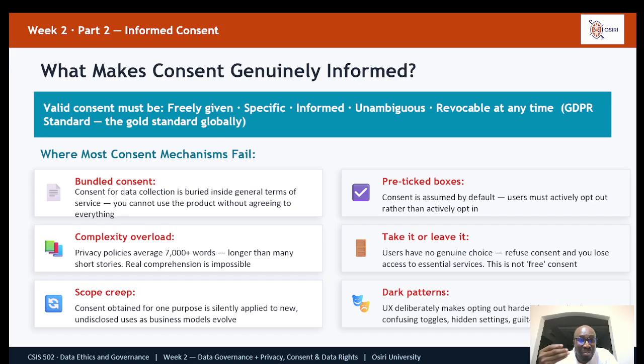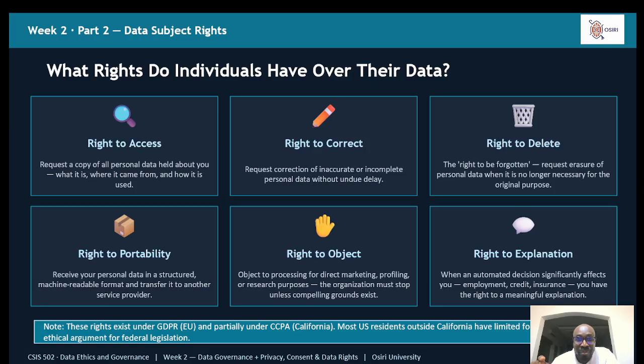Why do most consent mechanisms fail? Because there are too many complexities, too many words. You don't give users a choice. Take it or you leave it. If you don't agree, you lose access to essential services. Consent must be unambiguous.